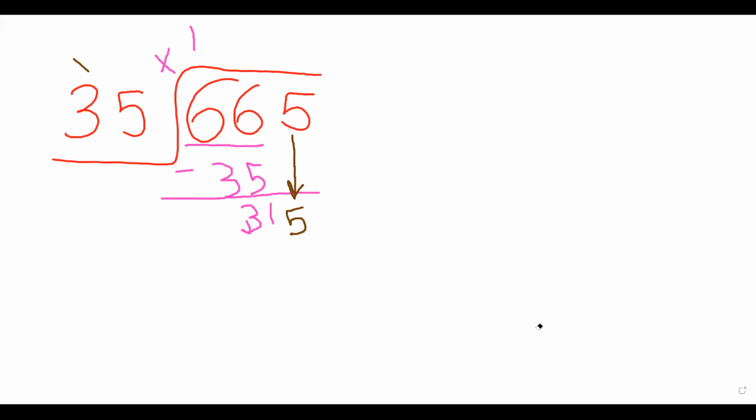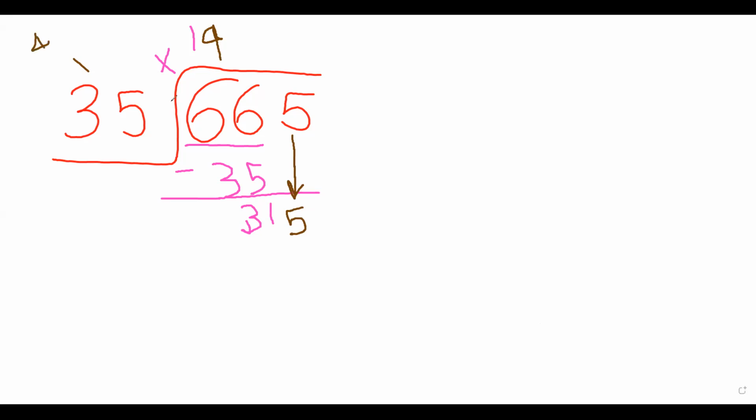Teacher, I know a number. 9. 9 by 35 equals 215. Let's try number 9. Okay. 9 times 5 is 45.